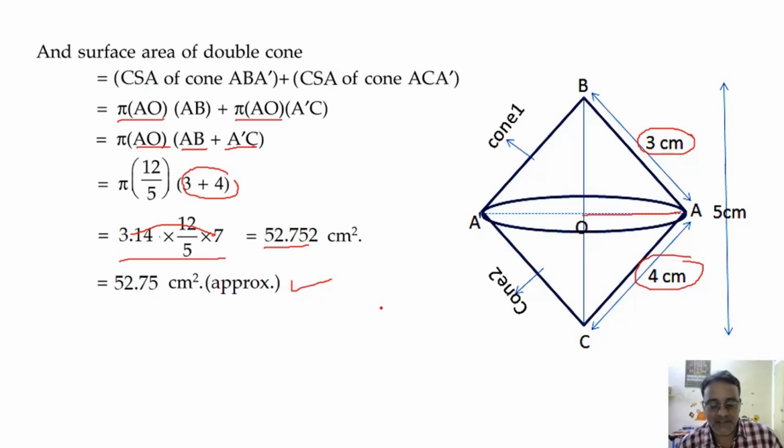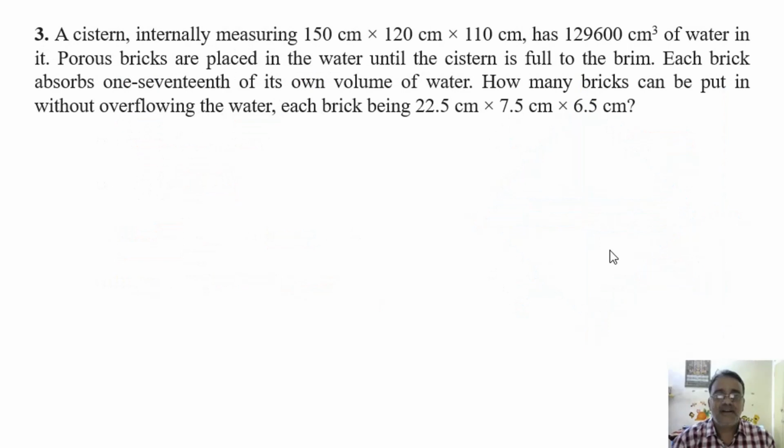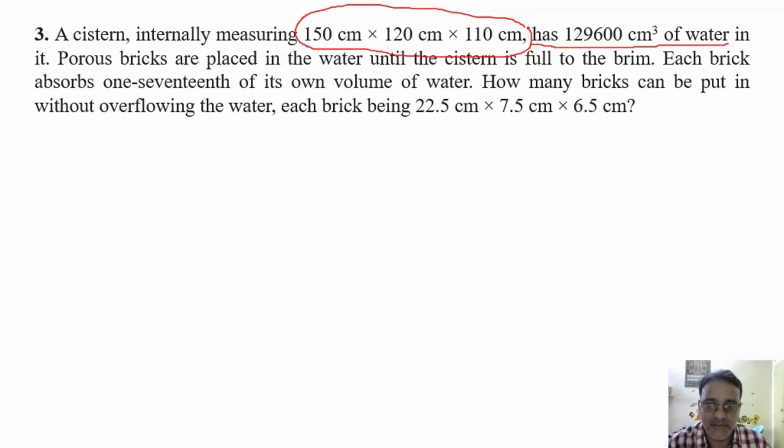Any doubt in this one? No, sir. Okay, now we are moving towards the third question. A cistern internally measuring 150 centimeter into 120 centimeter into 110 centimeter has 1,29,600 centimeter cube of water. The cistern already has this much water, and the volume of the cistern is this one, and porous bricks are placed in the water until the cistern is full to the brim.